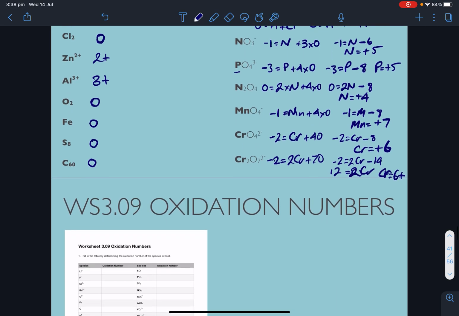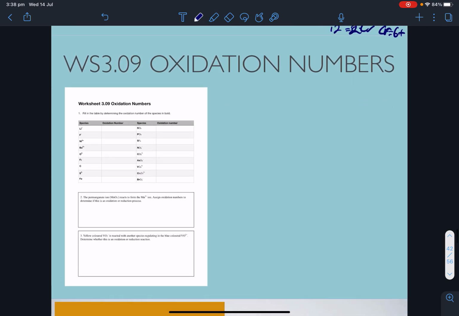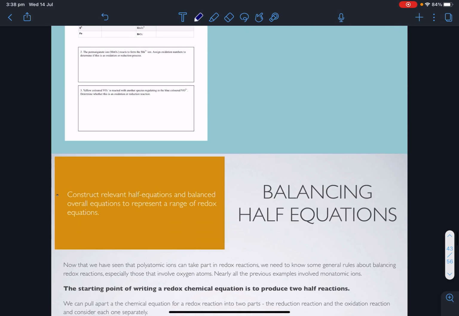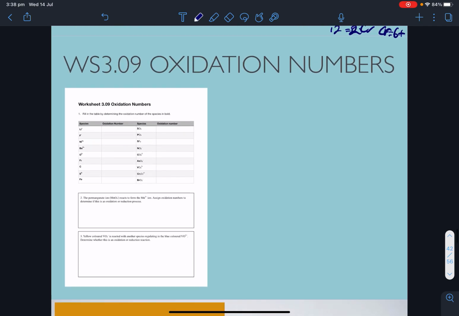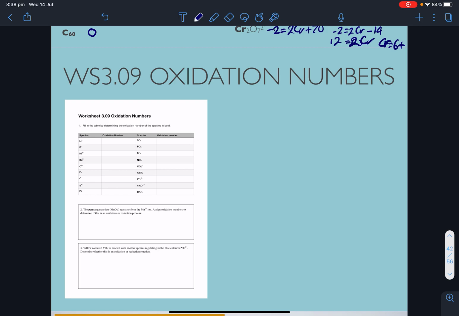You get the picture. So now you've got enough to do the little worksheet on oxidation numbers, and we'll start to do some balancing of some harder stuff. Thanks, guys. Talk to you next time.